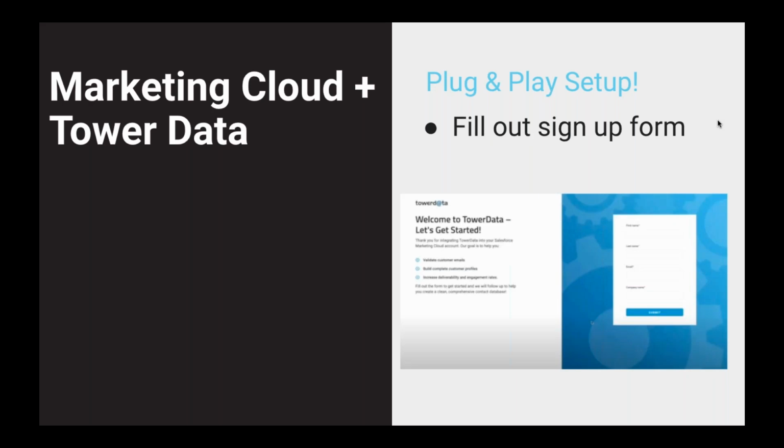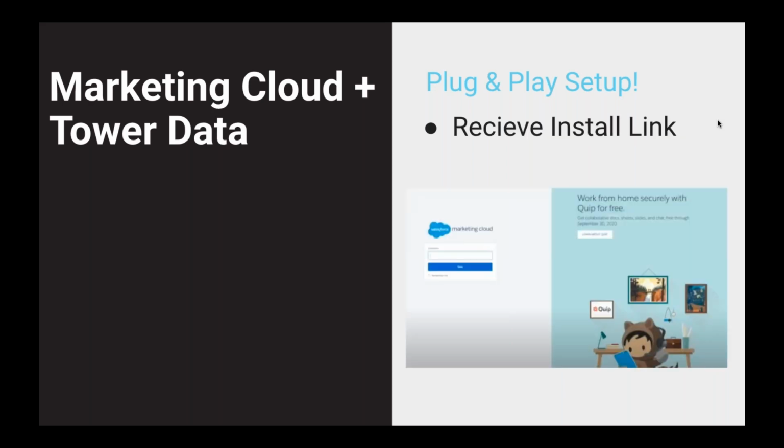For some apps, for the TowerData app, it'll actually ask you to fill in this form, since you have to set up a TowerData account if you don't already have one. So you would fill out this form. Once you fill out the form, you would get an install link in the mail, and you would click on that link. Once you click on the install link, it'll prompt you to log into Marketing Cloud. So here you would log in with your Marketing Cloud credentials, and you would click on the install button.